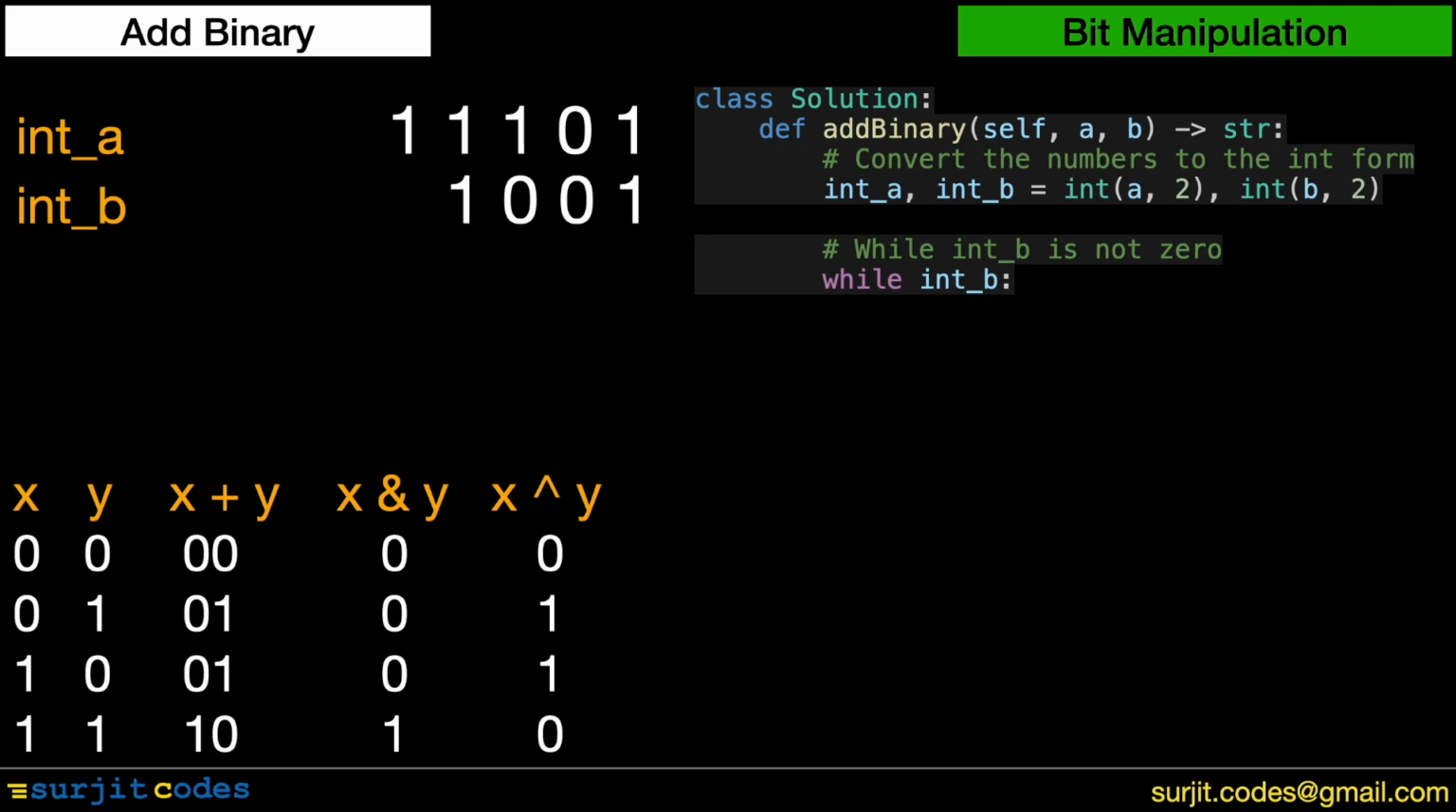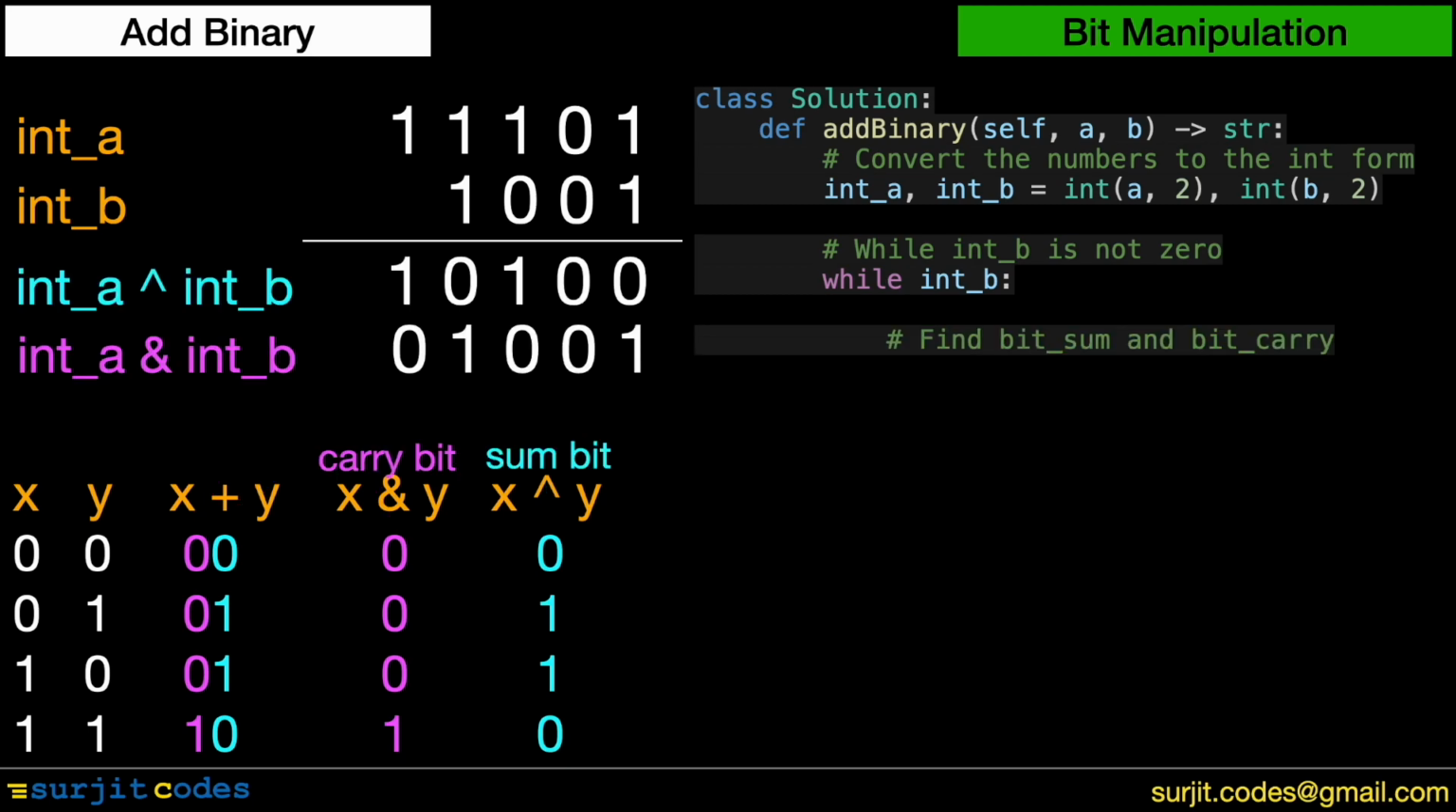Next, we consider the bitwise AND and the XOR operations. AND is true if both the bits are true, while XOR is true if both the bits are different. This means that x XOR y is the lower order bit, that is the sum bit, and x AND y is the higher order bit, that is the carry bit. As the plus operation is not allowed in this version of the solution, we will use the XOR and the AND operations on int a and int b to add the bits.